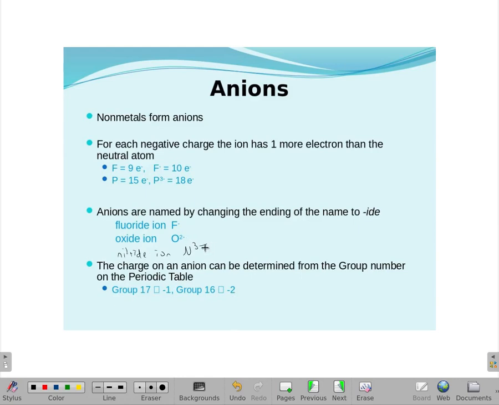Now, unlike the cations, when we name an anion, we're going to change the suffix on the nonmetal. It's not fluorine or oxygen or nitrogen. It's fluoride, oxide, nitride. You change the suffix every single time to IDE, and then you say the word ion.